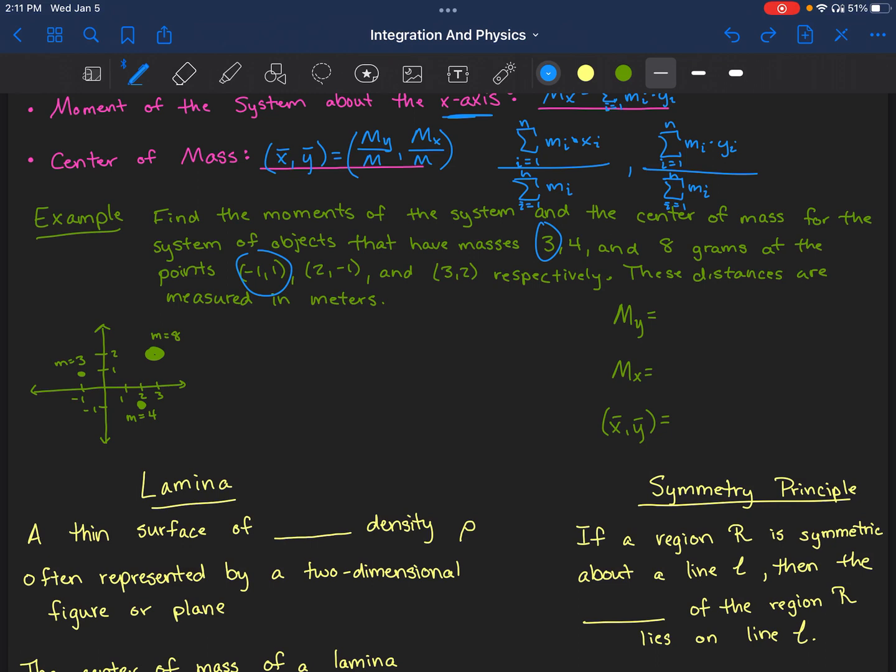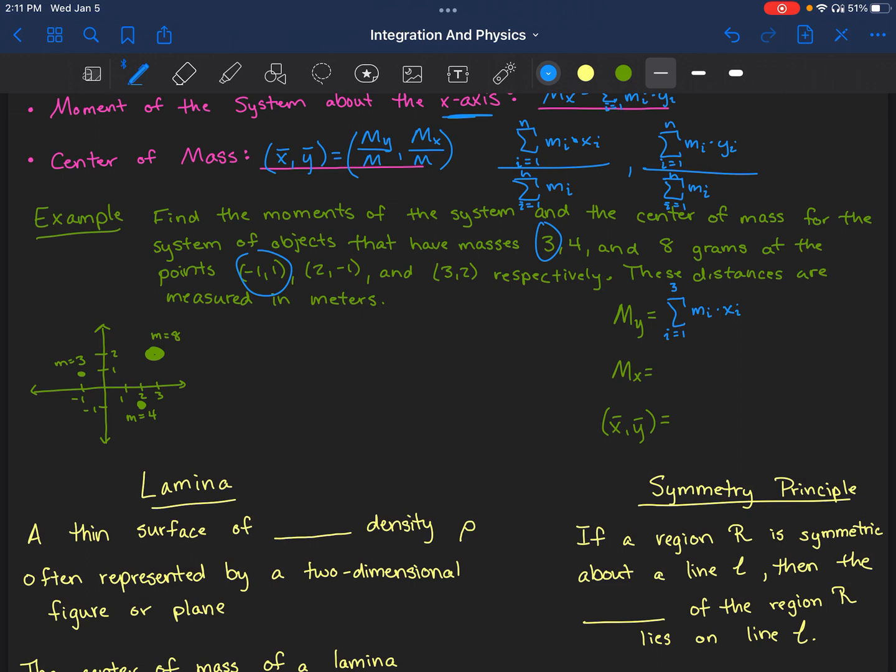Notice I still try to draw these a bit to scale, so the 3 is the smallest, 4 is the middle, and the 8 is definitely going to be the biggest. And so again, what that mass of 8 is going to do is pull the center of mass towards it. It's going to act like a big ball of gravity. So what we're going to do again for My is find the sum of all of the mass points, in this case from 1 to 3, of m sub i times x sub i.